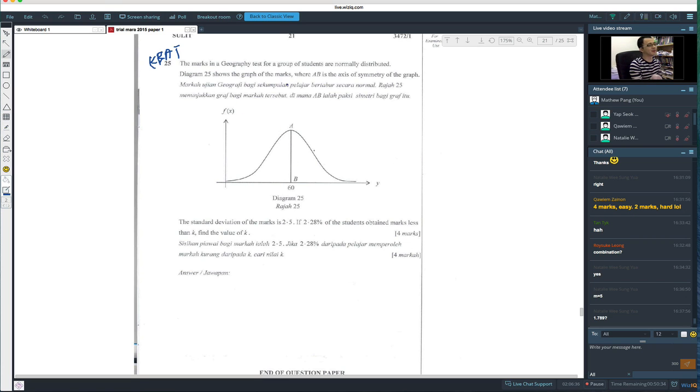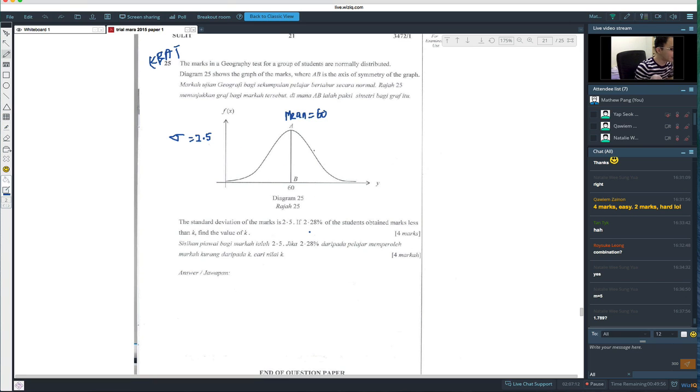Okay, so the marks of the geography test for the group of students are normally distributed, as in diagram 25. So it shows the graph of the marks. So basically the middle line, I know this is the mean. So the question is trying to tell you the average mean is 60. And it is symmetrical. So the probability here is 0.5 and 0.5. This is just the bell-shaped diagram. So standard deviation is given. Standard deviation is equal to 2.5.